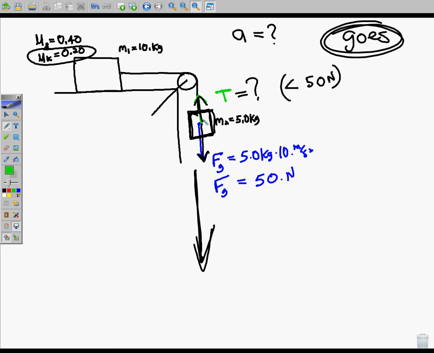And again, same cable, the pulley just changes the direction of the force, so the tension on this, we don't know. But it's less than 50.